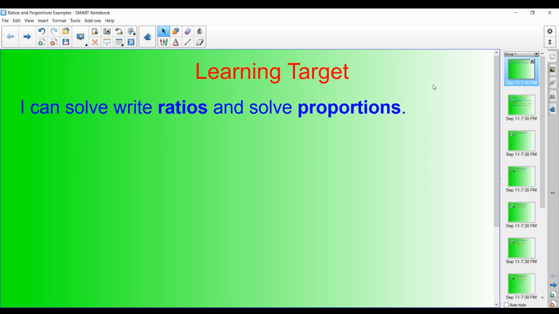Hi everyone. Today we're going to look more in depth into solving proportions. So we're going to look at an example where we have to solve for a variable and also how to set up a proportion problem.